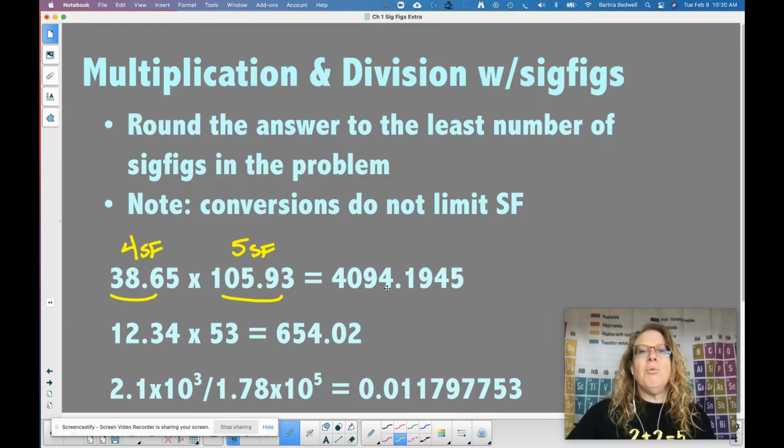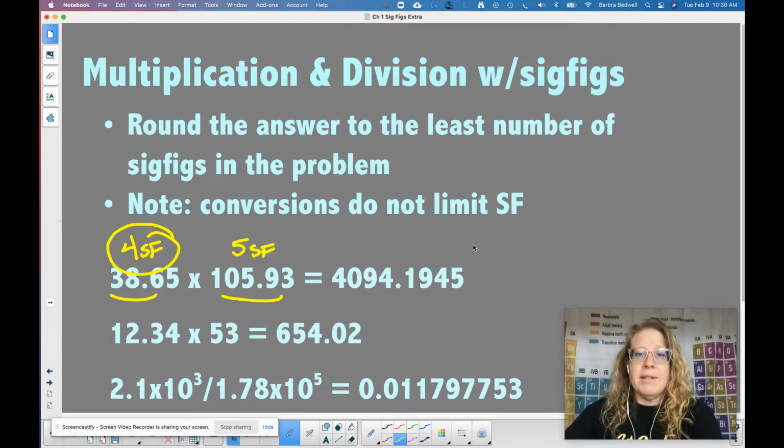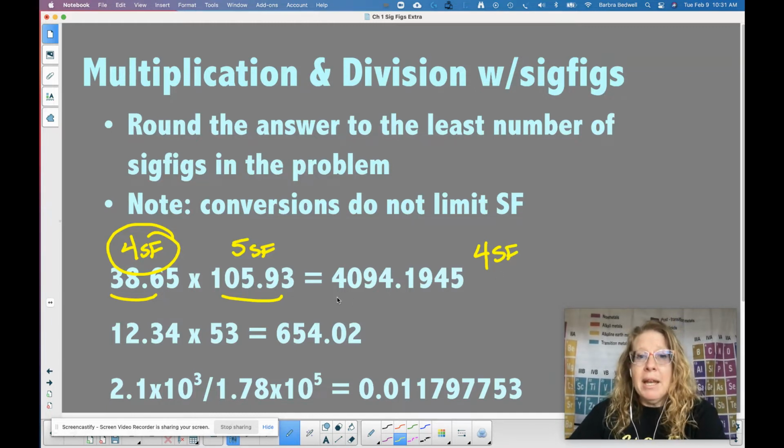So you round your answer to match the least precise, or the least number of sig figs, in your original measurements. That means I need to go with 4 sig figs in my final answer. So I need to make sure that I report this so that it only has 4. I'd start at the beginning: 1, 2, 3, 4.